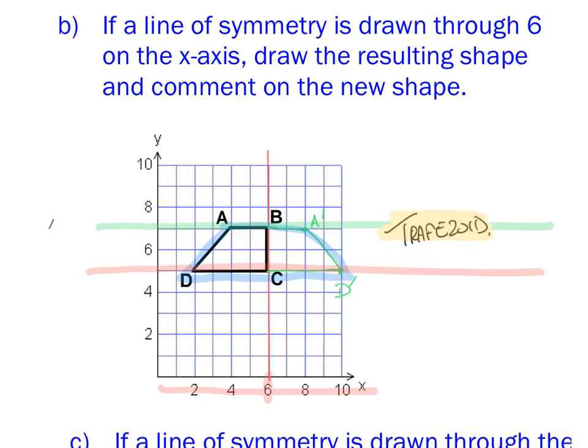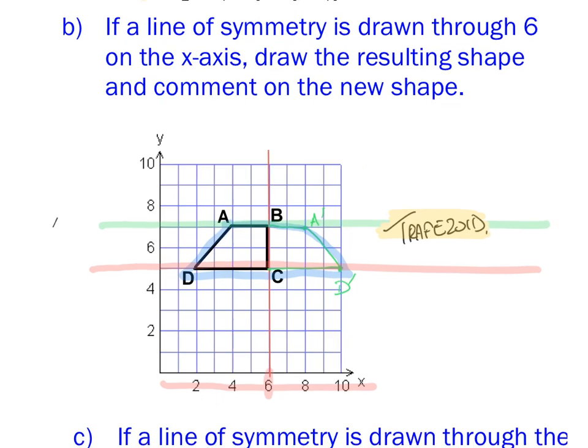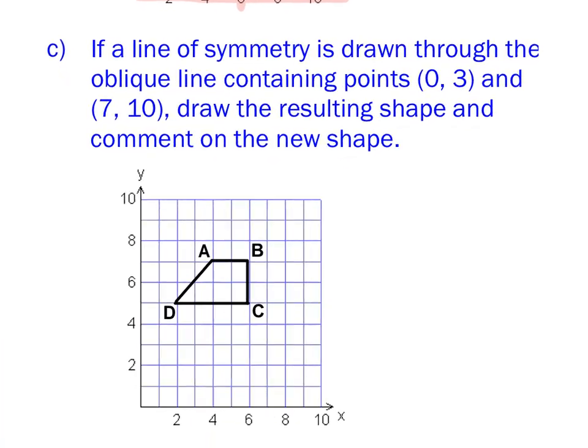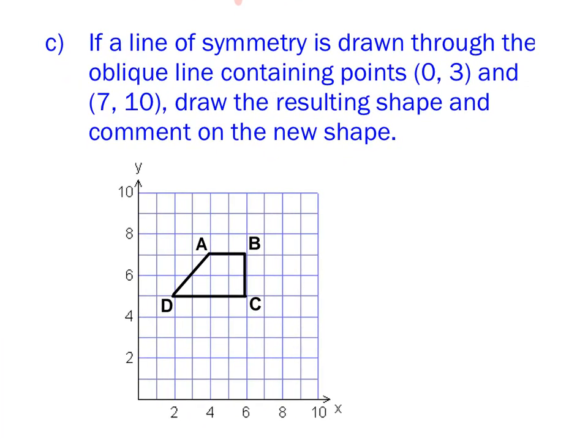And with that, we'll do the last part. The last part is part C. If a line of symmetry is drawn through the oblique line containing the points 0, 3, and 7, 10, draw the resulting shape and comment on the new shape. So, where is the point 0, 3? 0 corresponds to the x value, so 0 would be here, but then it says 3, so that's the y value.